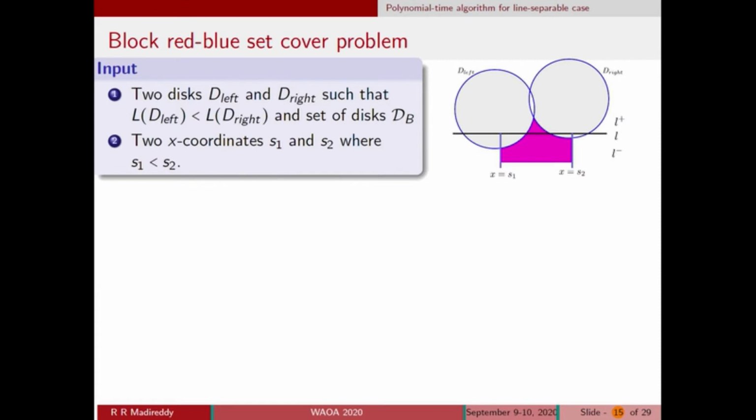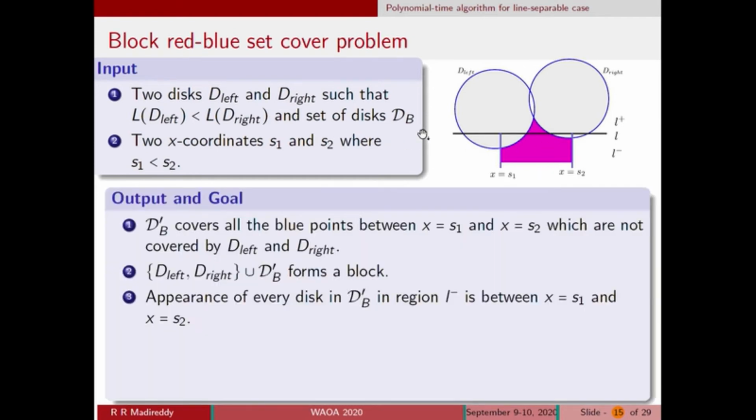So the block red blue set cover problem is defined like this. We are given two special disks, D left and D right. We are given two x coordinates, x equals s1 and x equals s2. We are also given a set of disks, call it D. The goal is to find D prime.